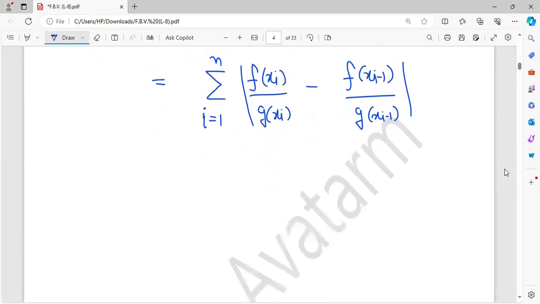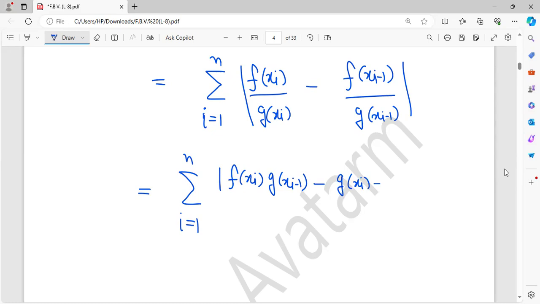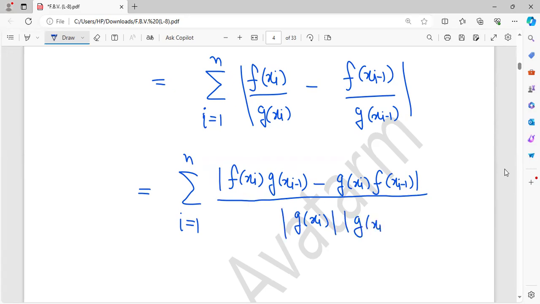Okay, so what is this? This is equal to the summation i goes from 1 to n of the absolute value of f(x_i) g(x_{i-1}) minus g(x_i) f(x_{i-1}) upon g(x_i) g(x_{i-1}).